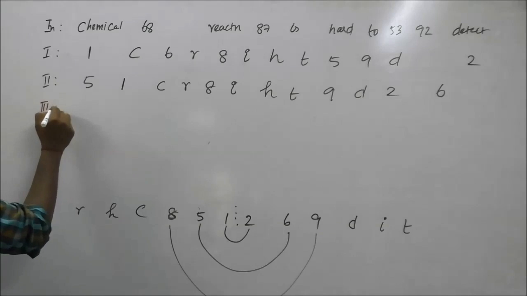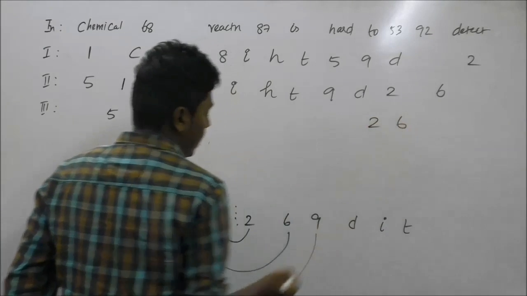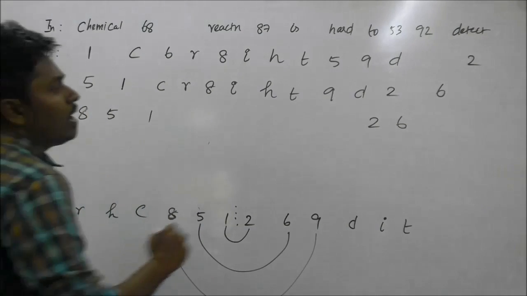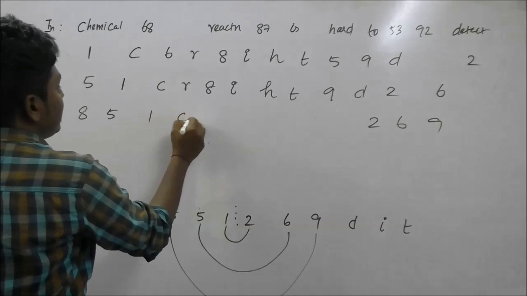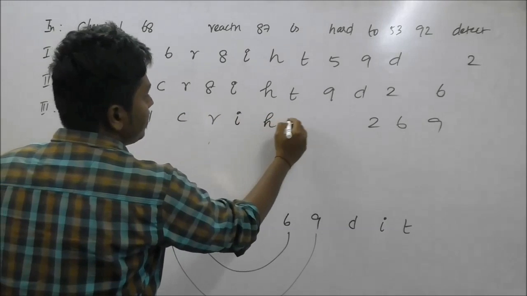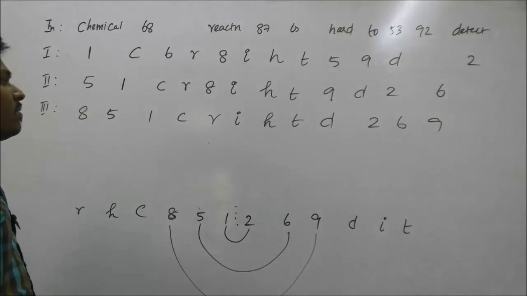Go for step number 3. Just push 5 and 1 this side and similarly 2 and 6 this side, right? Concentrate on 8 and 9. Where is 8 here? So 8 is here. Just put 8 here and put 9 at the last. Go for the remaining parts, which are C, R, and 8 we have written. So I, H, T. So 9 we have written. So concentrate on D. So we have written this procedure.